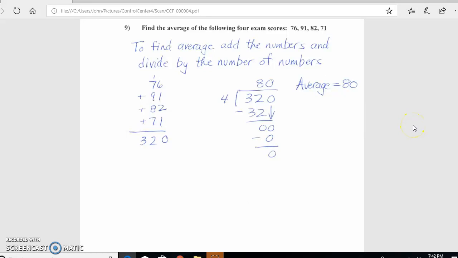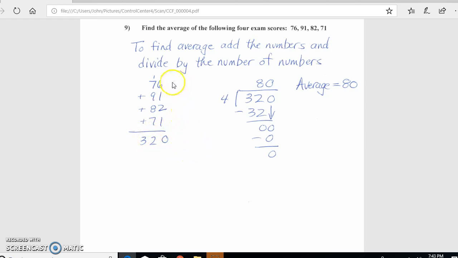This is the practice test for whole numbers, and here we're working on problem number 9. The problem asks us to find the average of the following 4 exam scores: 76, 91, 82, and 71. And to find the average, we add the numbers, and then we divide by the number of numbers that we have. And so our first step is to add the 4 numbers together, and we end up with 320.